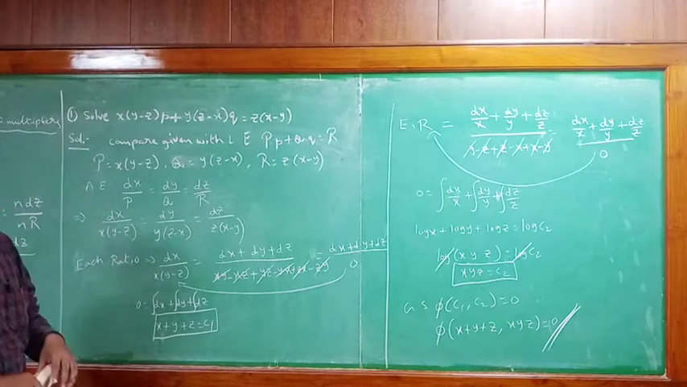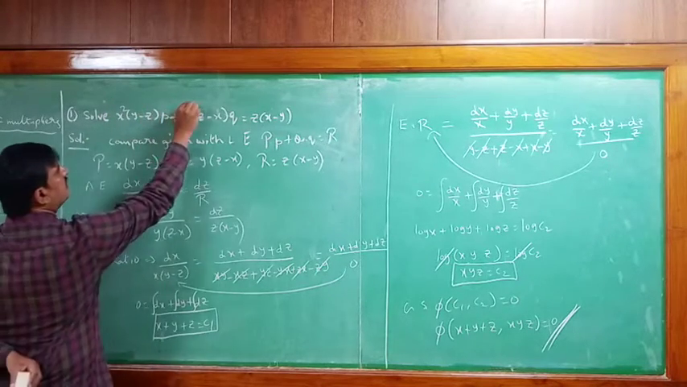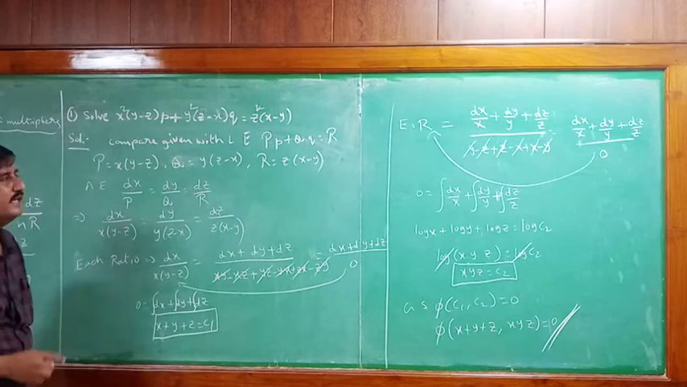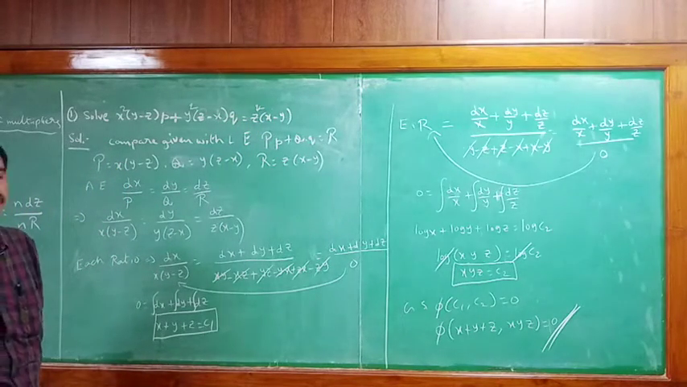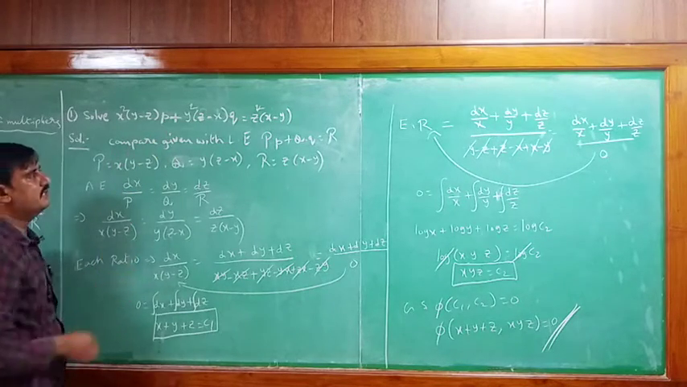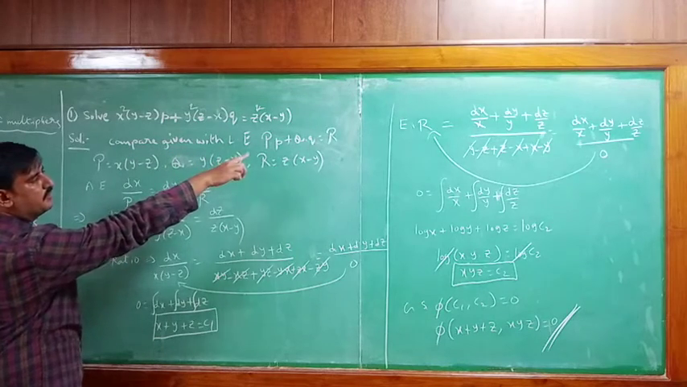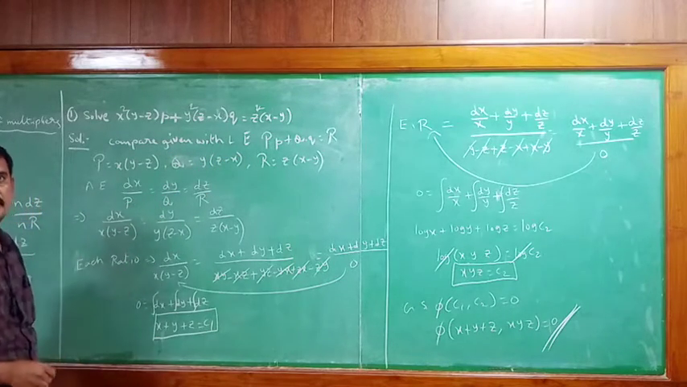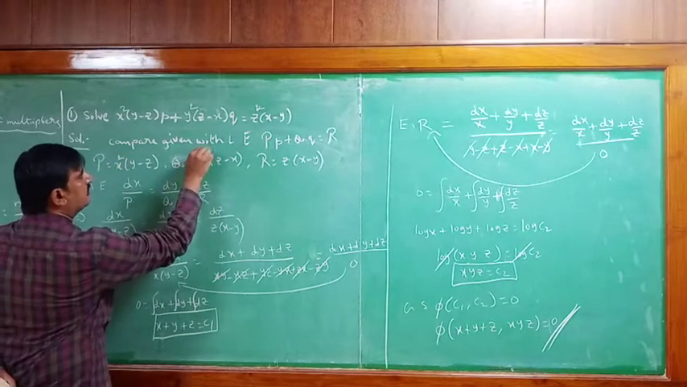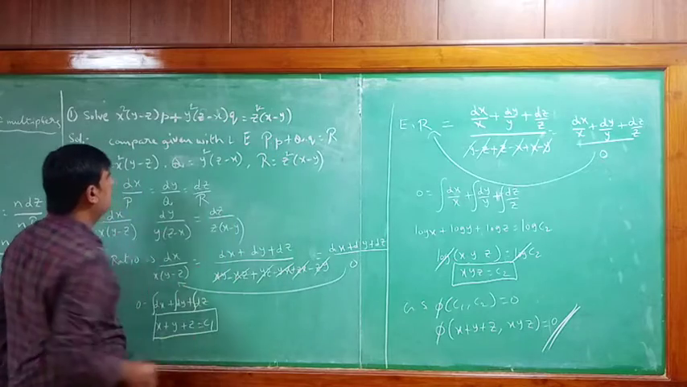So let us see another problem, similar to this one. Now the only change is x square, y square and z square. Earlier we did it with x, y, z; now we are doing x square, y square, z square. Compare the given equation with Lagrange's equation, capital P into small p, plus capital Q into small q, equal to capital R. My capital P becomes x square into this, my capital Q becomes y square into this, and my capital R becomes z square into this.